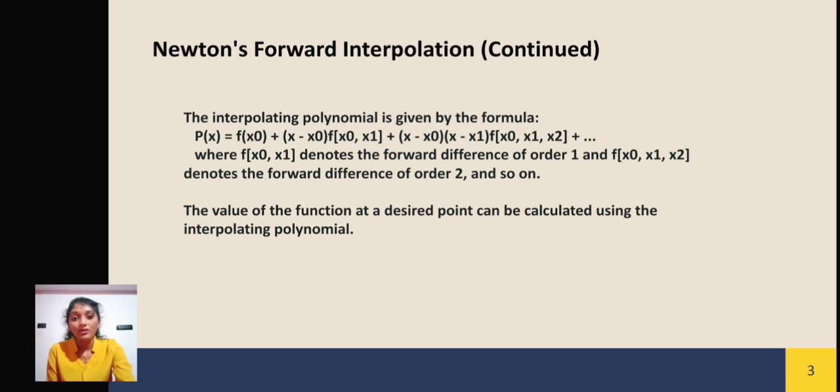So the interpolating polynomial is given by the formula p of x is equal to f of x0 plus (x minus x0) into f of x0, x1 plus (x minus x0) into (x minus x1) into f of x0, x1, x2, where f of x0, x1 denotes the forward difference of order 1 and f of x0, x1, x2 denotes the forward difference of order 2, and so on. The value of the function at a desired point can be calculated using the interpolating polynomial.